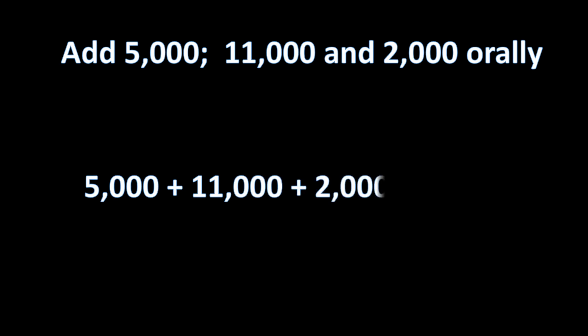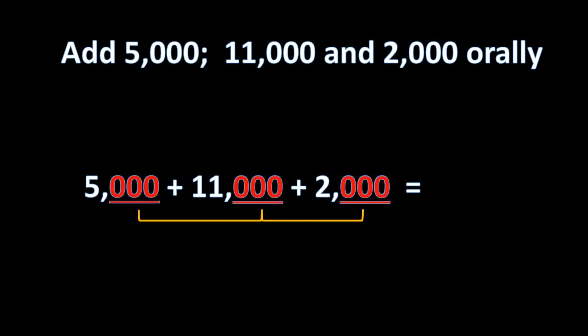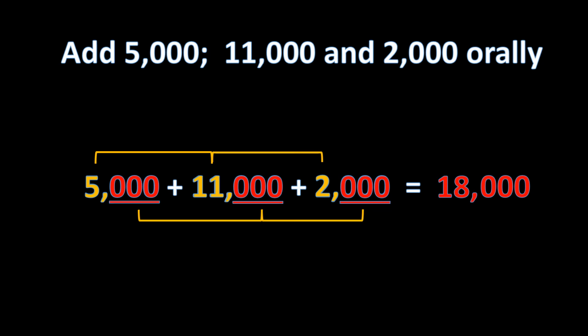Let's try one more. Add 5,000, 11,000 and 2,000 orally. Look in the ones place, tens place and hundreds place in 5,000, 11,000 and 2,000. We have 3 zeros in each. So what do we have to do? Yes, write 3 zeros in the sum. Then add 11 plus 5 is equal to 16 and 16 plus 2 is equal to 18. So the sum is 18,000.